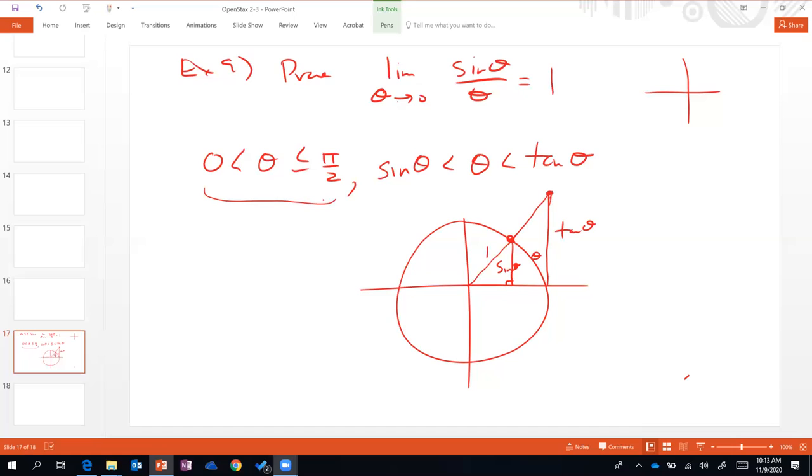Can I ask something? I'm not quite getting how we know that tangent is that other distance. Okay, we noticed that tangent is opposite over adjacent, right? Let me see if I can show that here.